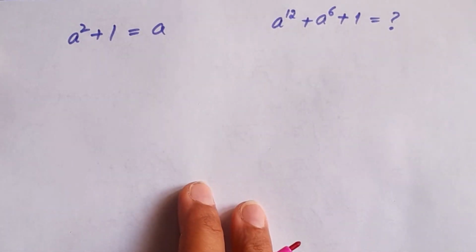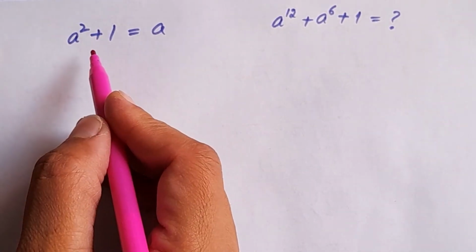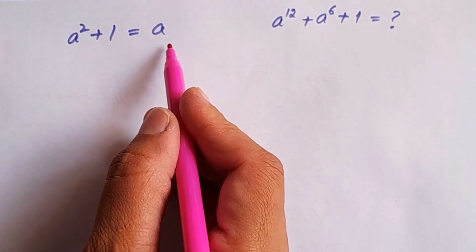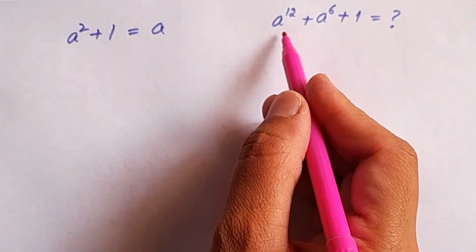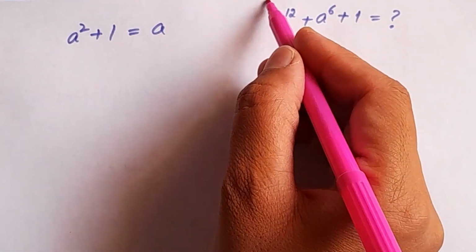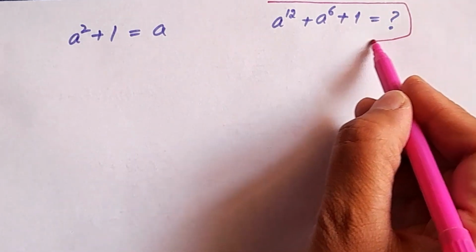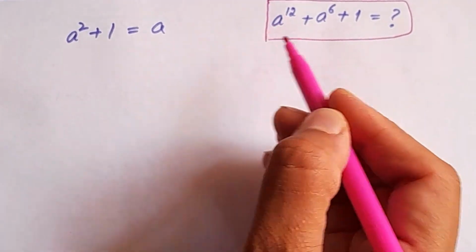Today we have this very interesting math problem. If a square plus 1 is equal to a, then what will be the value of a to the power 12 plus a to the power 6 plus 1? We have to find that. So let's get started and see step-by-step solution.